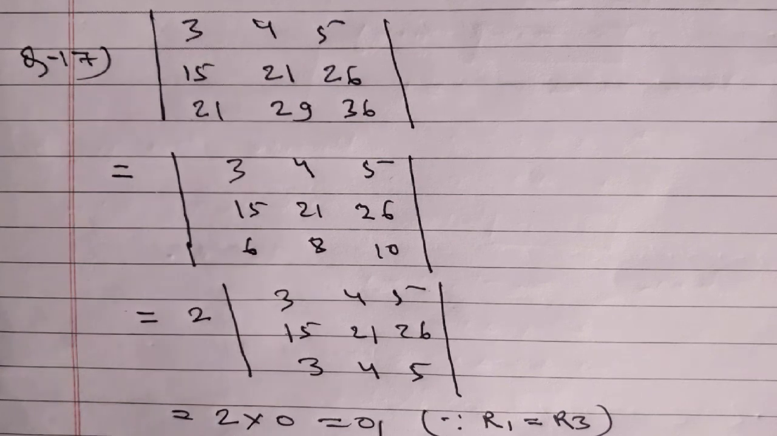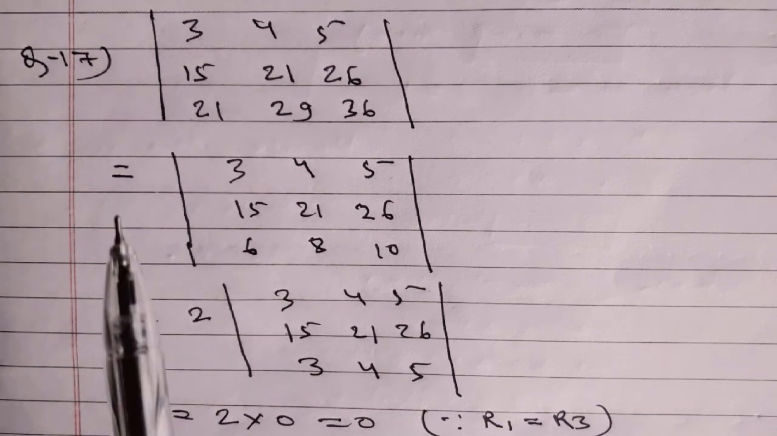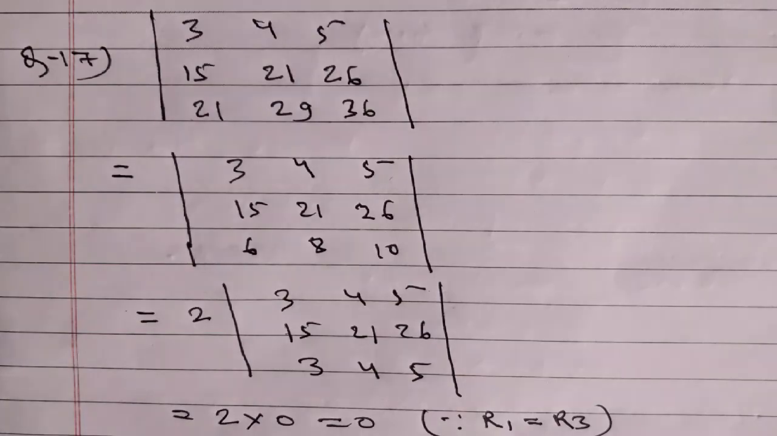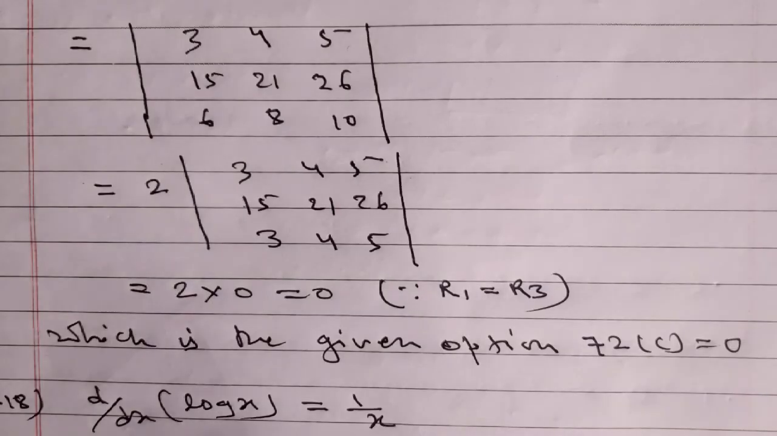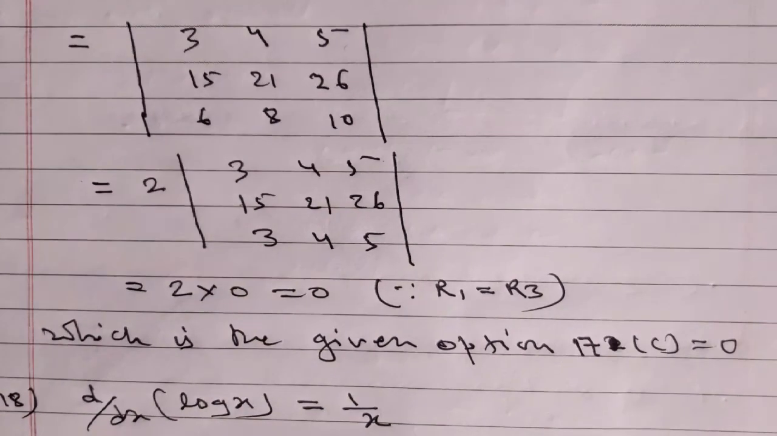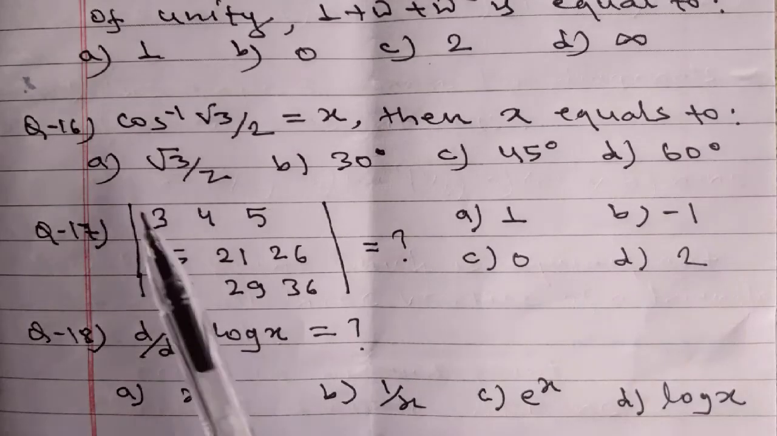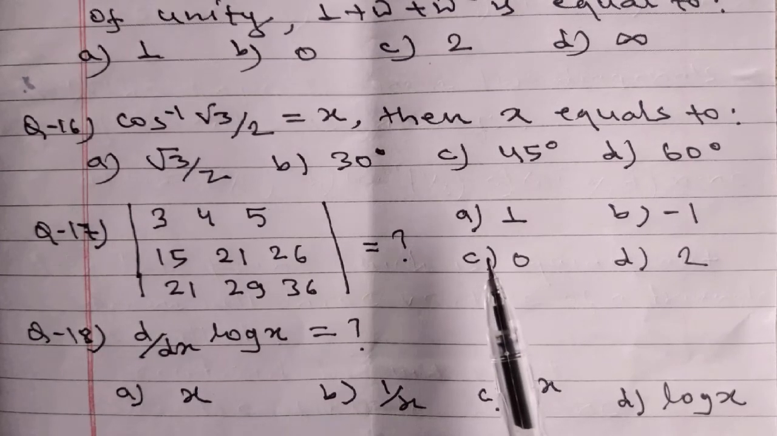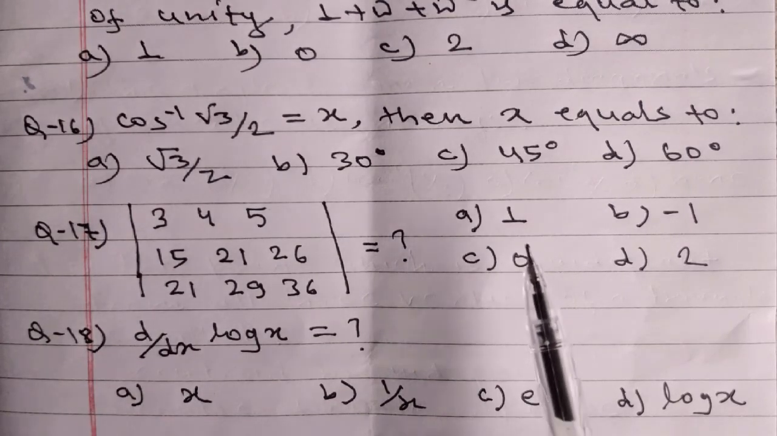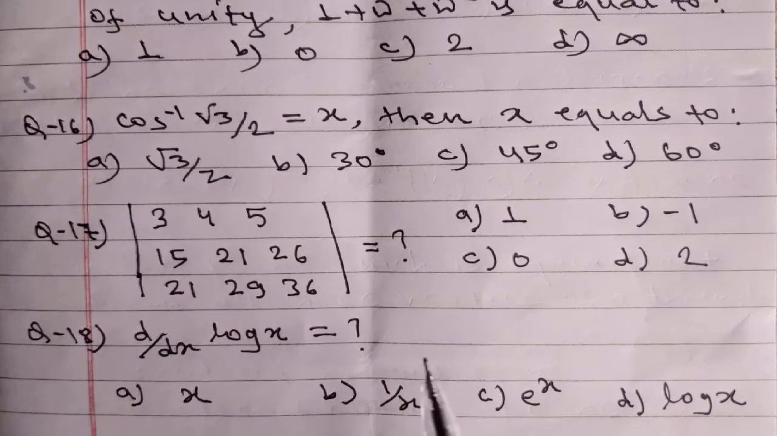So 2 into 0 is equal to 0, which is the given option 17C, the value is equal to 0. 17C is the right option. So we'll circle 17C. So let's go to question number 18.